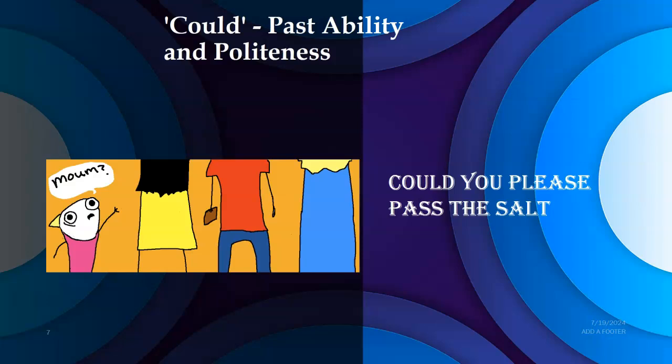Also, we use could when we are requesting something in a politer way. So could is basically used whenever we are talking about the ability in the past, and also we can use could when we are talking about more politeness or requesting. So in this sense we use could as well.